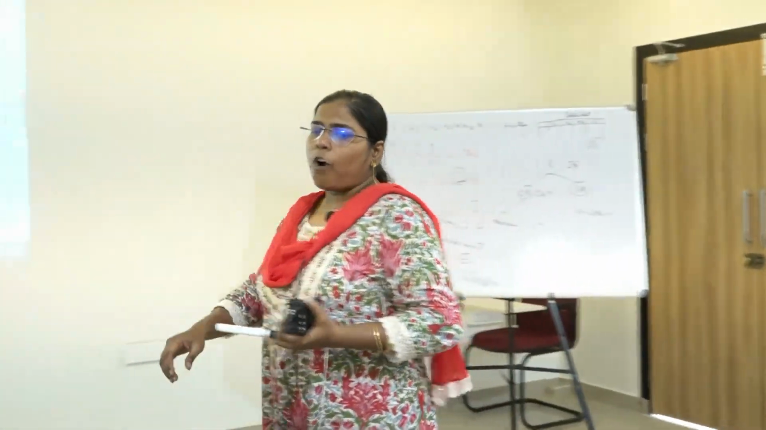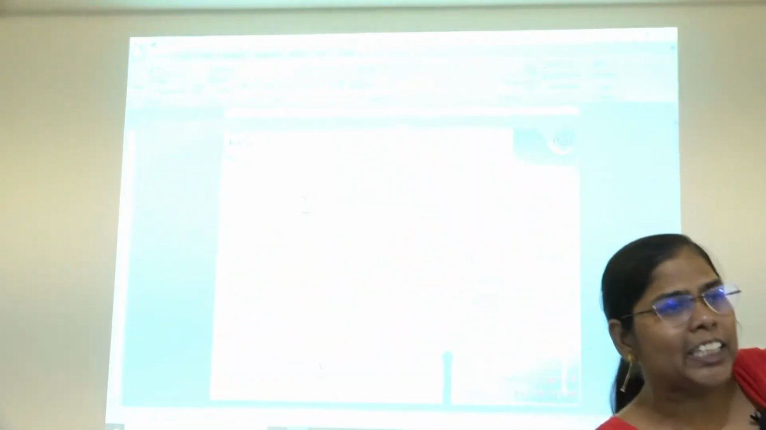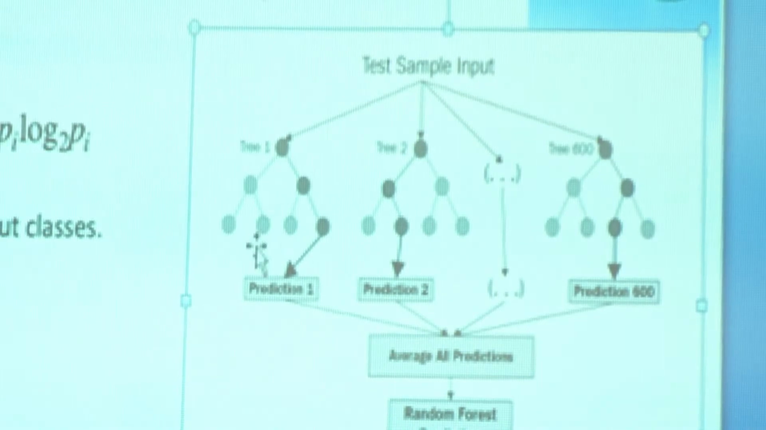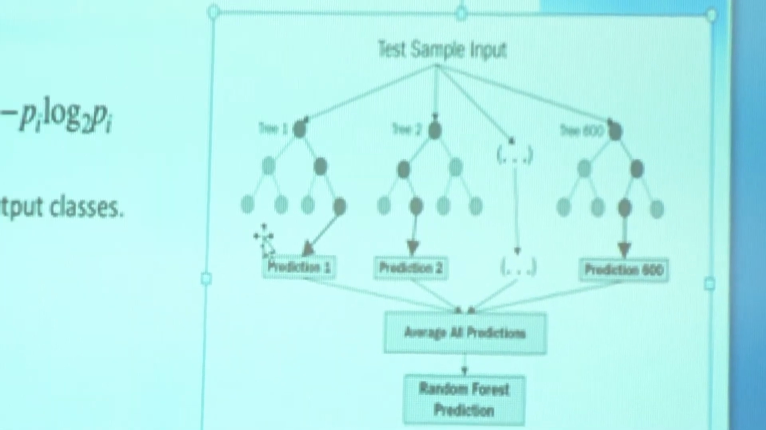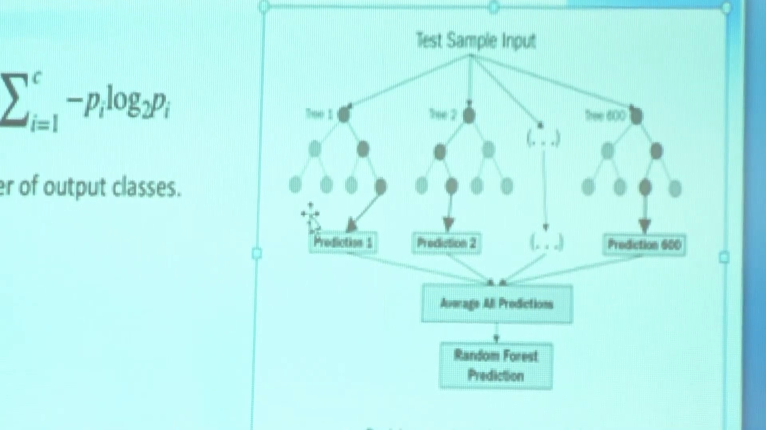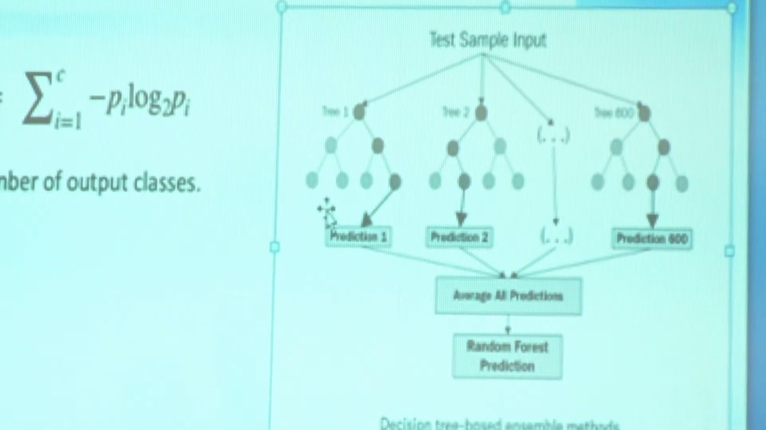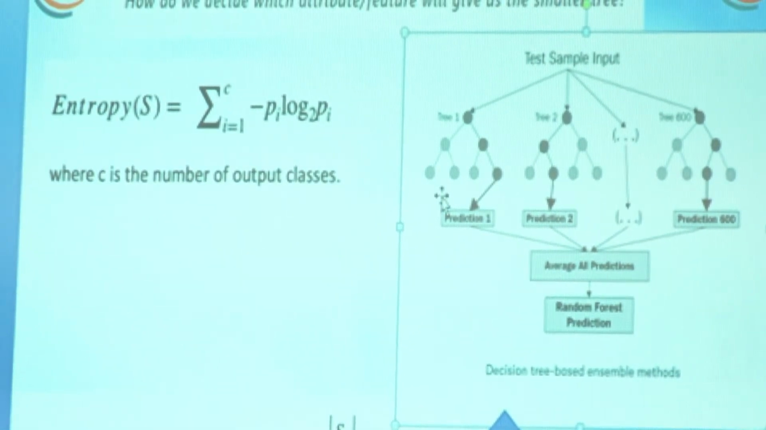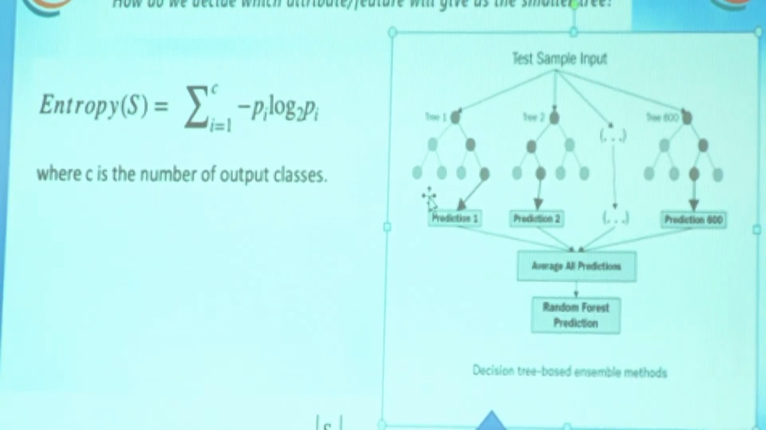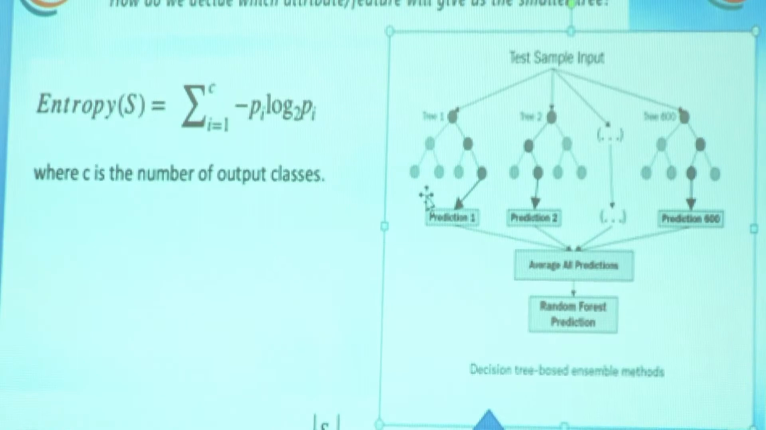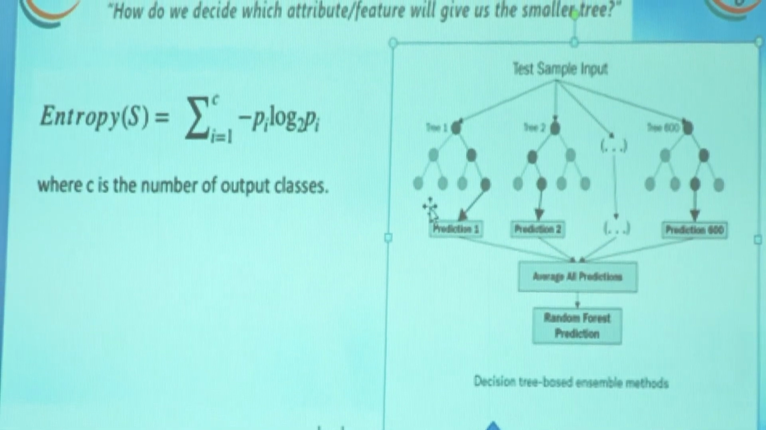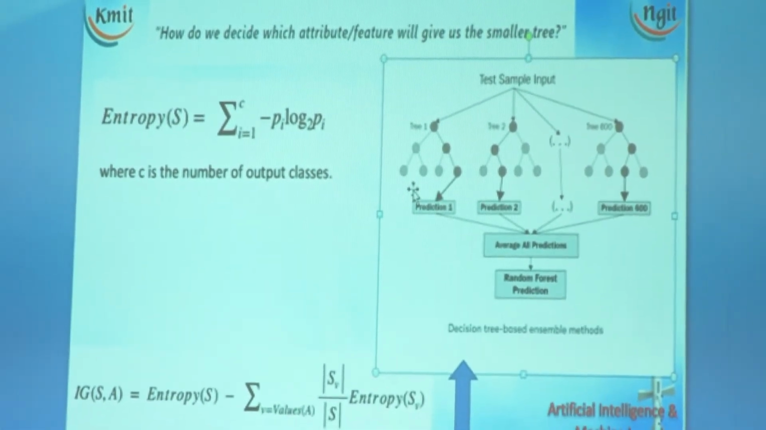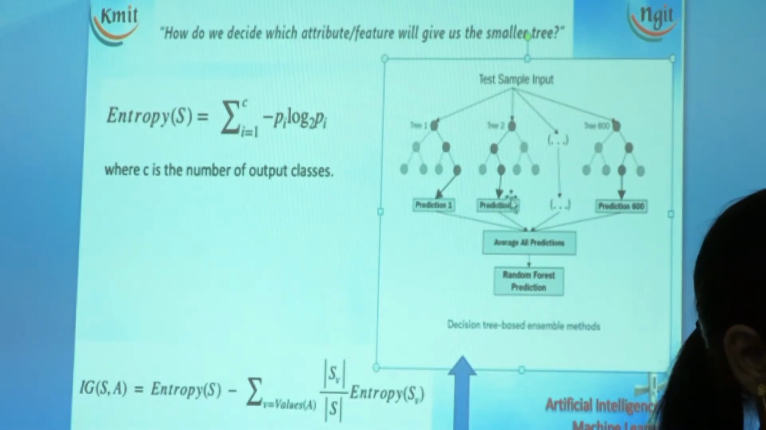See here, what I have done: I am giving a test sample. For the test sample, I have generated a tree with the ID3 iterative dichotomizer algorithm. Next, I have used one more decision tree with a random forest, and one more with Naive Bayes or some other classifier. I am ensembling all the methods and finding out the classification output. Whichever gives the best output, I will select based on the aggregation method.